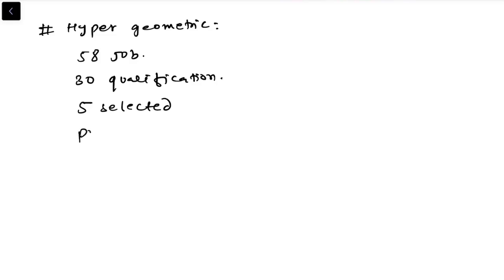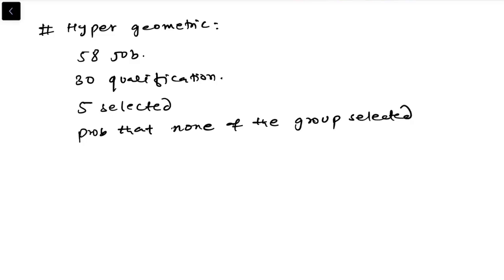that none of the group selected have the qualification? So this is the question. Again, let me repeat the question. There are 58 people applying for a job, only 30 have a particular qualification, and if 5 of the group are randomly selected for a survey, what is the probability that none of the group selected have the qualification?